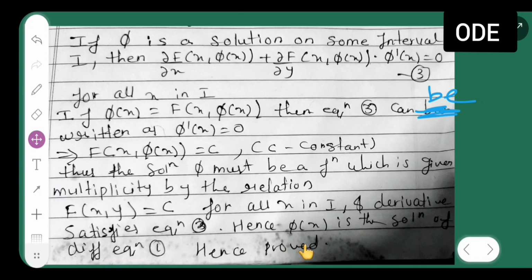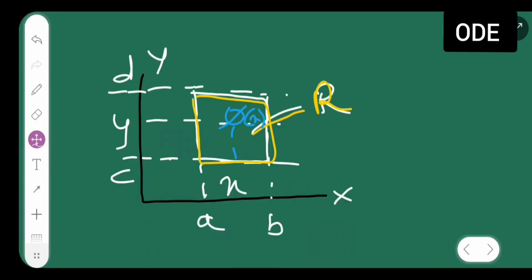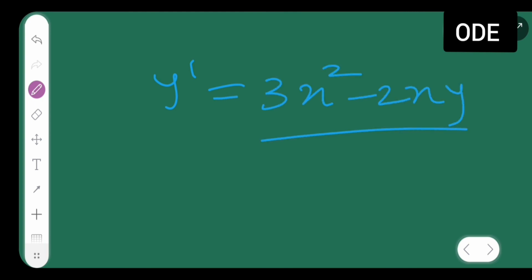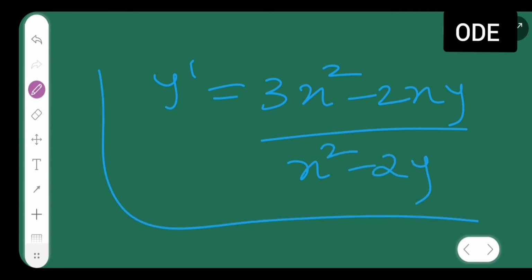So in the next lecture I will be solving one problem on exact differential equation, that is this one, y dash is equal to 3x square minus 2xy upon x square minus 2y. In the next lecture I will be doing this.